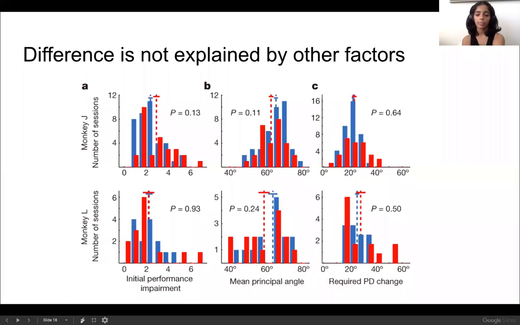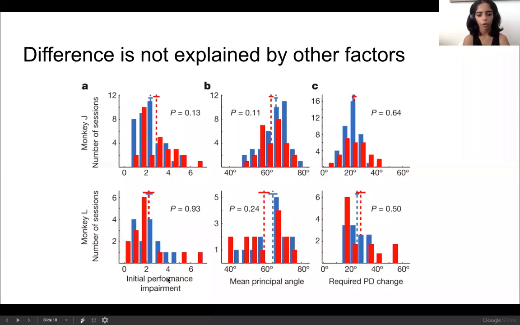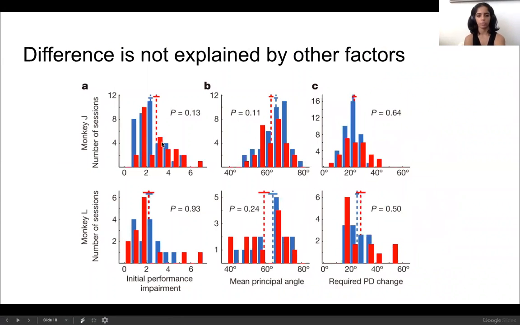Now, there are other possible explanations one can think of for this result. For instance, you may think that if the initial performance impairment is lower for within-manifold, then that might make it easier. If, when you initially change the mapping, it's much more difficult with the outside-manifold, then it may be that you can't learn in that number of trials because your performance was impaired so much initially. But what they show is that the initial performance impairment is comparable for within-manifold and outside-manifold. What that means is, from this point to this point, the drop in performance is comparable for both of these perturbations.